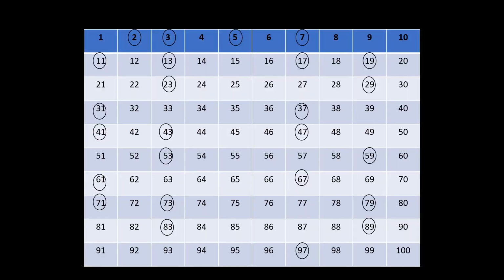This is the table representing the prime numbers and the composite numbers. Those numbers which are encircled are the prime numbers from 1 to 100, and those numbers which are not encircled are the composite numbers. We know that 1 is neither a prime nor a composite number. From this table, we can identify several other properties.